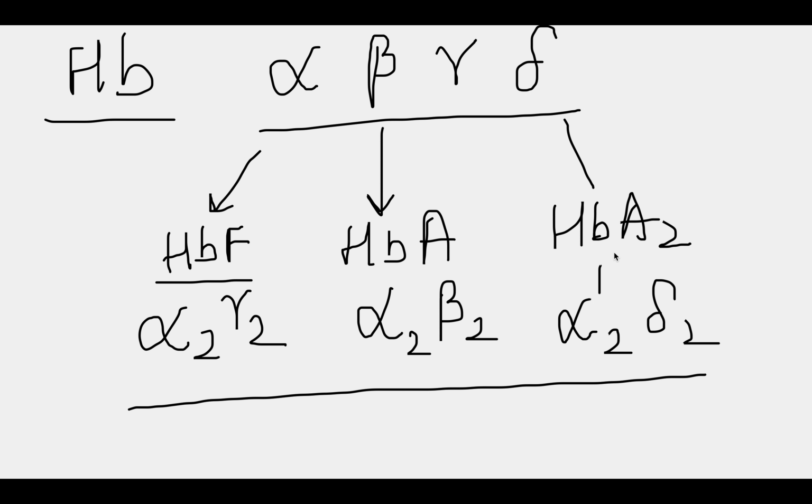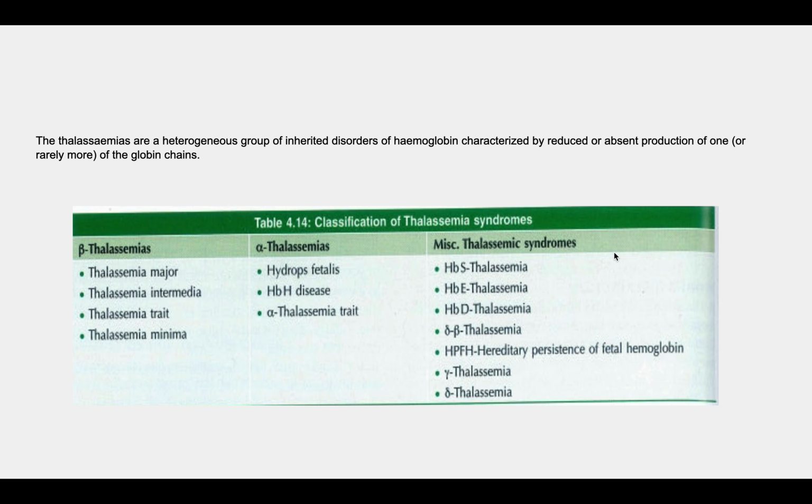Now when there is decrease of any of the globin chains, there is reduced or absent production of these globin chains, and this will lead to thalassemia. So it is kind of a globin chain disorder. Depending upon which globin chain is absent or reduced, there is classification of the thalassemia.